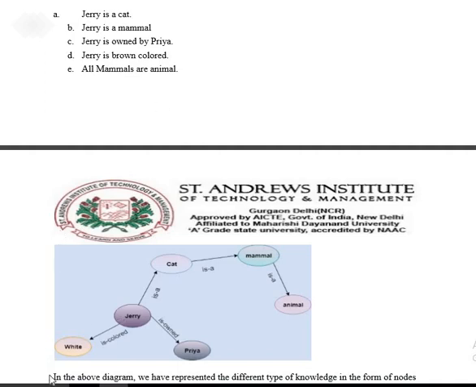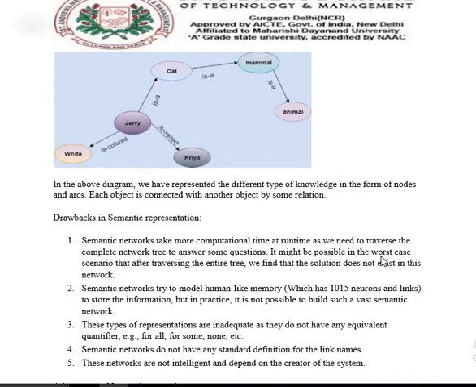According to this, a semantic network can be drawn. Now Jerry is a cat, Jerry is a mammal, Jerry is owned by Priya. So Jerry is mentioned here as the object whose color is white. It is owned by Priya. Jerry belongs to the animal family named cat. It belongs to mammal, and this is the head node. So these are the objects, and these are the arcs that give the relationship between them. So this is the way a semantic network can be designed. In the above diagram, it has been represented with nodes and arcs. Each object has to be a connected relationship.